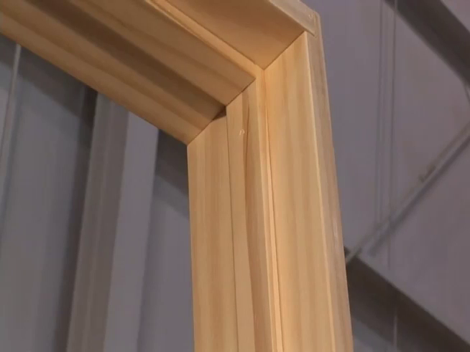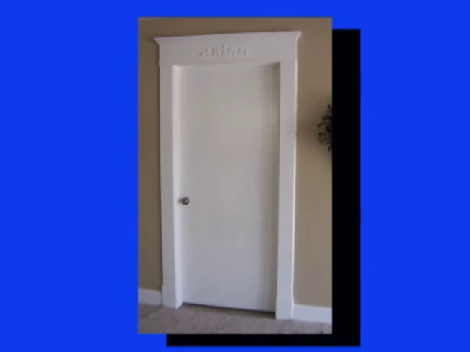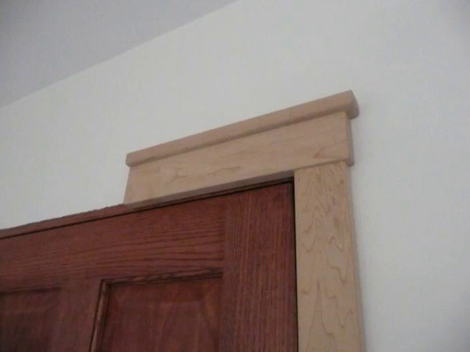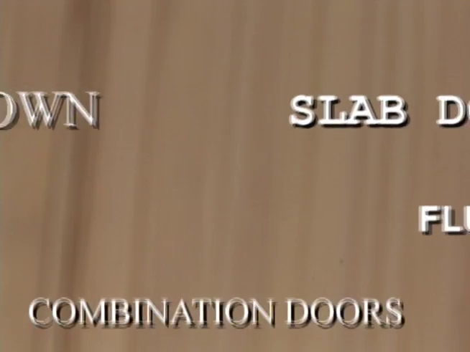Both casing and stops are nailed to the door jambs so the door can be hung. Casings, sometimes called molding, are the trim around the door opening. Exterior casings are not only decorative, they're used to help secure the door frame in the opening. They also hide the gap between the door jamb and the rough openings.